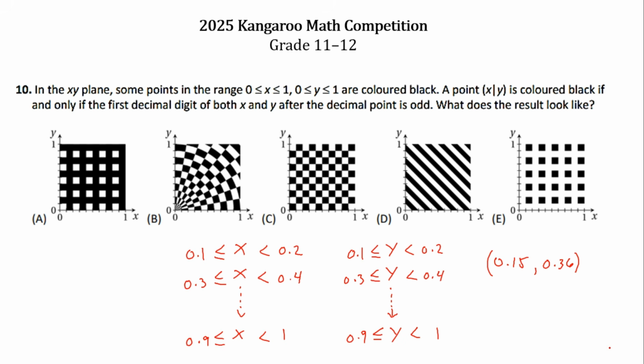Okay. Let's take another one. Let's have the x coordinate 0.94 and the y coordinate 0.35.